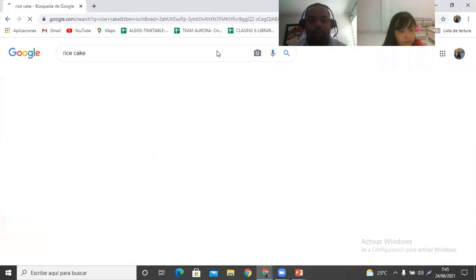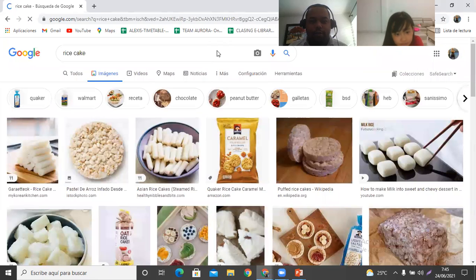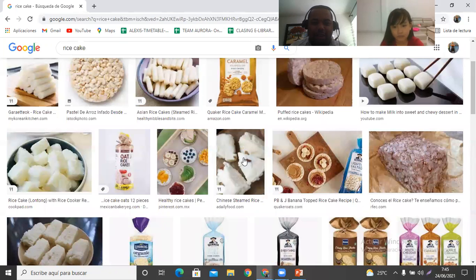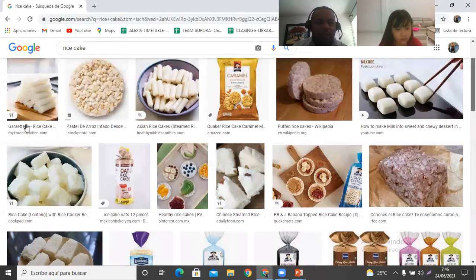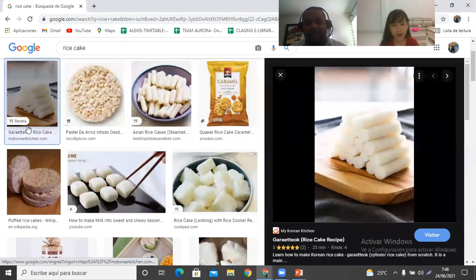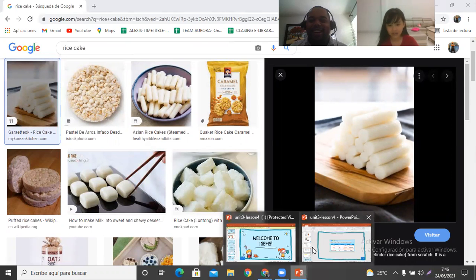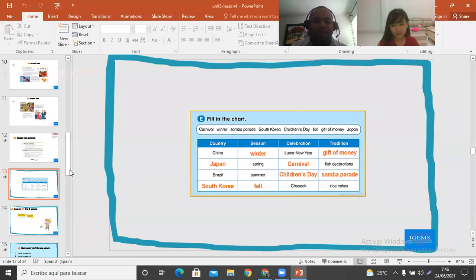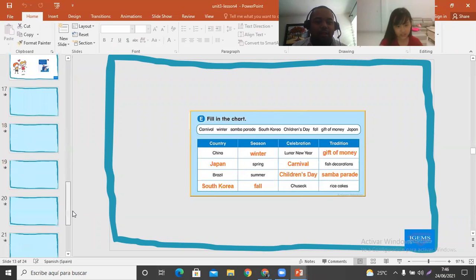Can you see it? Yes. This one. No, I think in Vietnam they do it. In Vietnam, it didn't. Okay. Apparently, this is the rice cake. Look at here. Oh, I have to give it to my mom. It looks nice. So let's continue. My mom would do it.